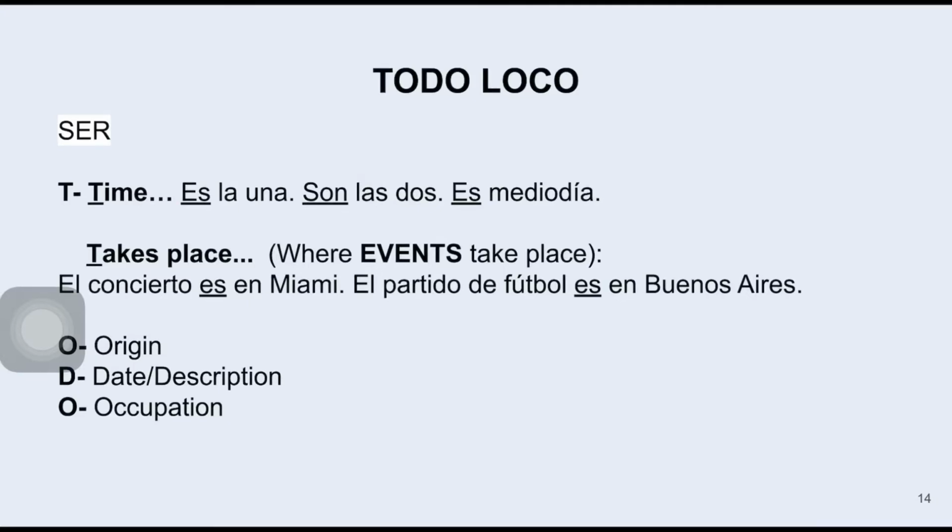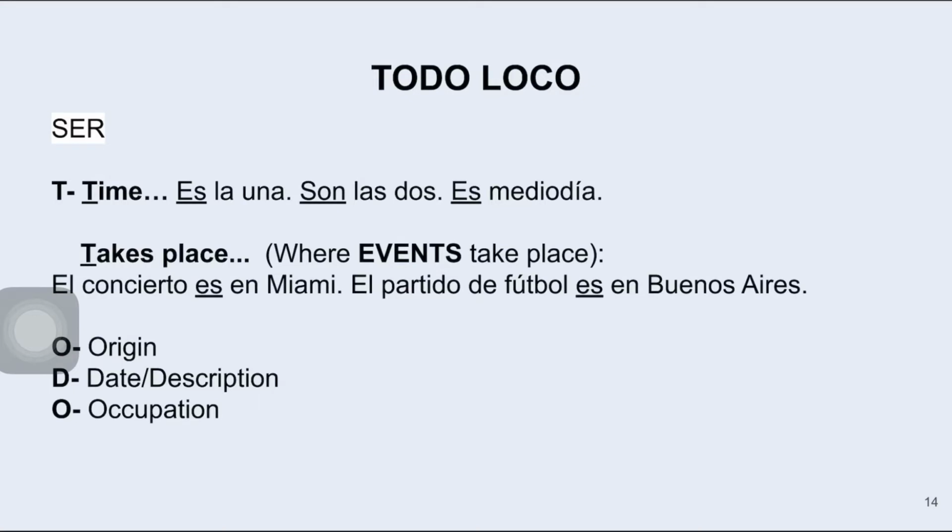The other T, and this is one that I've created myself, is for takes place, where events take place. If you find yourself talking about a game taking place in Barcelona or a concert taking place in San Francisco, you are going to use the verb ser. It's not going to be location. It's an event taking place. The T in todo. Let's take a look at a couple examples.